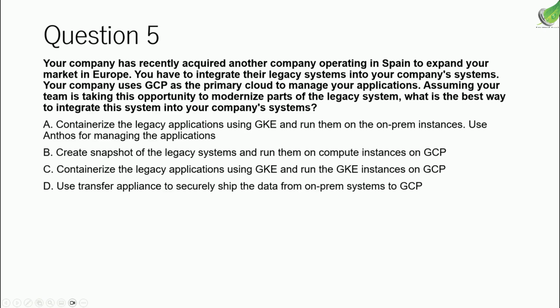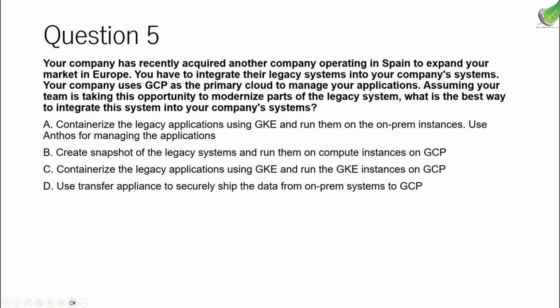A. Containerize the legacy applications using GKE and run them on the on-prem instances. Use Anthos for managing the applications. B. Create a snapshot of the legacy systems and run them on compute instances on GCP. C. Containerize the legacy applications using GKE and run the GKE instances on GCP. D. Use a transfer appliance to securely ship the data from on-prem systems to GCP.